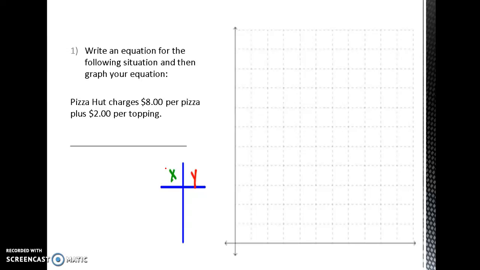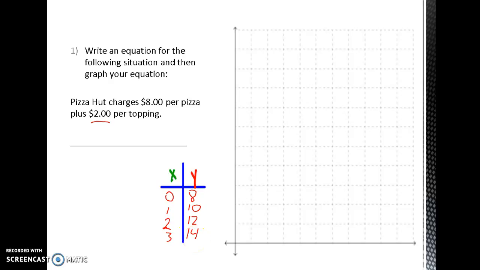First example here is write an equation for the following situation and then graph your equation. So it says Pizza Hut charges $8 for a pizza plus $2 for each topping. So it could be something like this. Let's say you just want to get a pizza with no toppings. You'd just be charged $8. If you got one topping on it, we would add $2 for that topping. That'd be $10. If we got two toppings, it would be $12. If it was three toppings, it'd be $14.